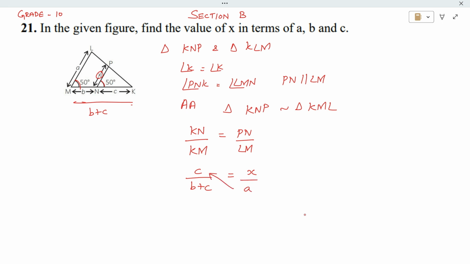Now I am just taking A to the other side because I need only X. So which is AC by B plus C is equal to X. Now I have represented x in terms of a, b and c.